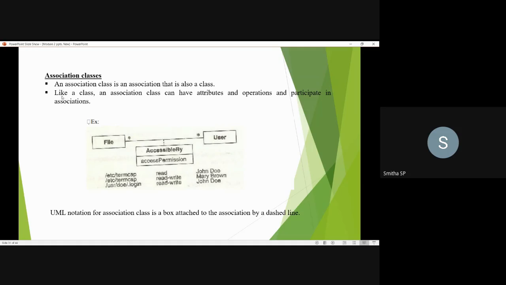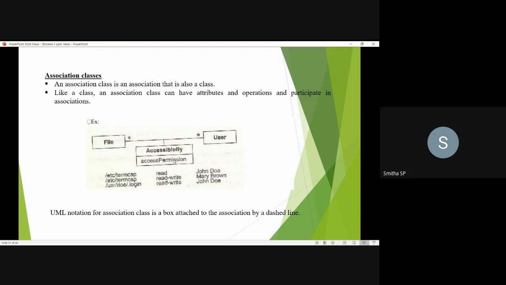In the second point they have said that, like a class, an association class can have attributes and operations and participate in associations. So we came to know that the accessible by class is connected to the association link through the dashed line. So it is a class. This class we call the association class, which has access permission as its attribute. So the association class concept is clear.